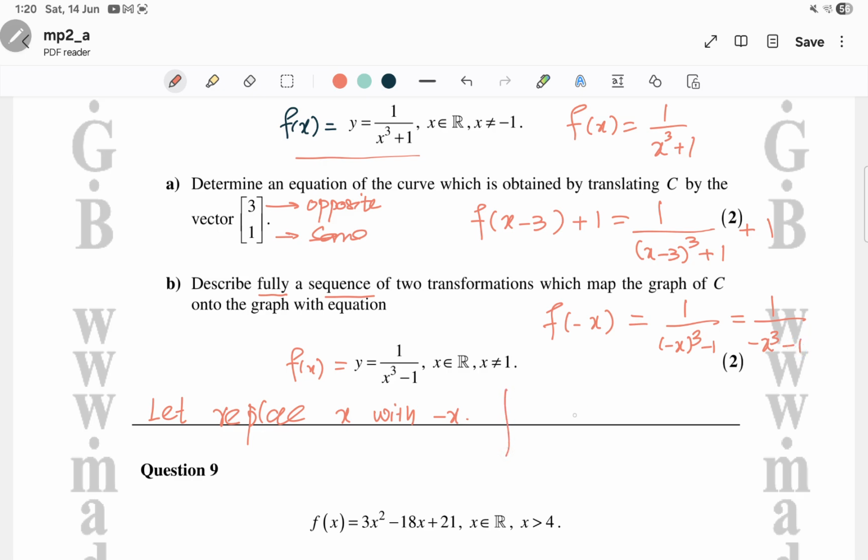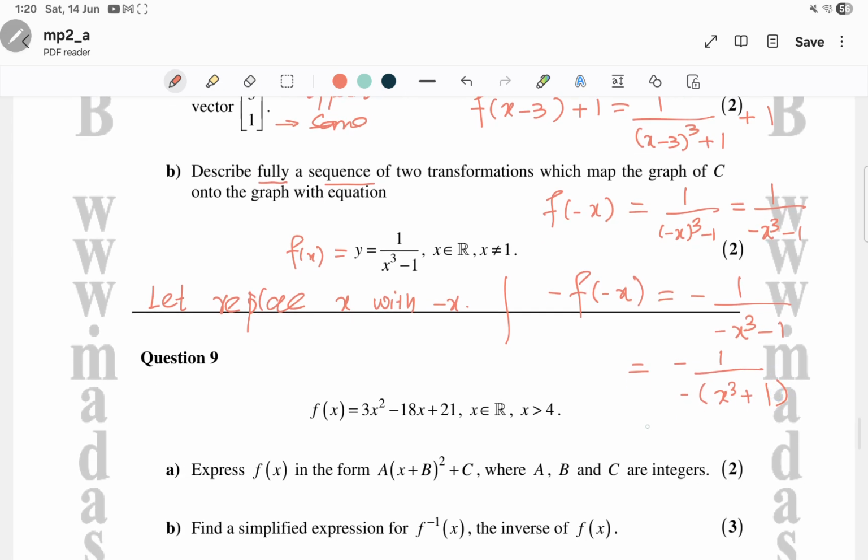And if we times by minus 1 to the function afterwards, then it will be minus times minus f of x equals minus times minus x cubed minus 1. If you take the negative out from the denominator, so this minus and minus cancel out, and you're left with 1 over x cubed plus 1.